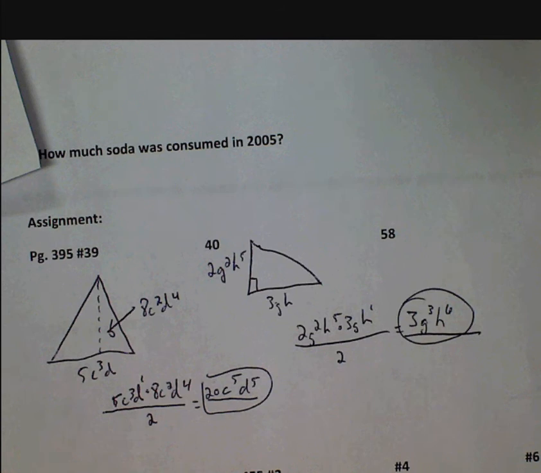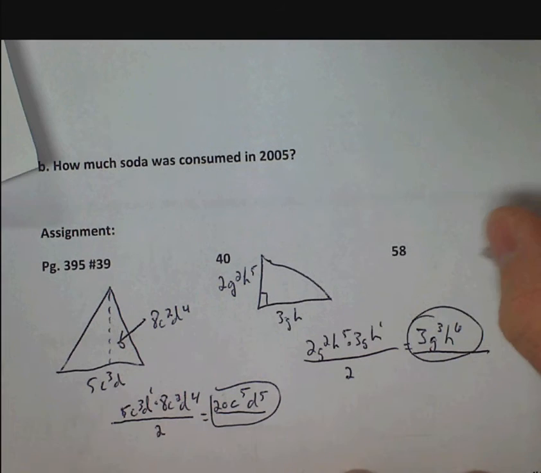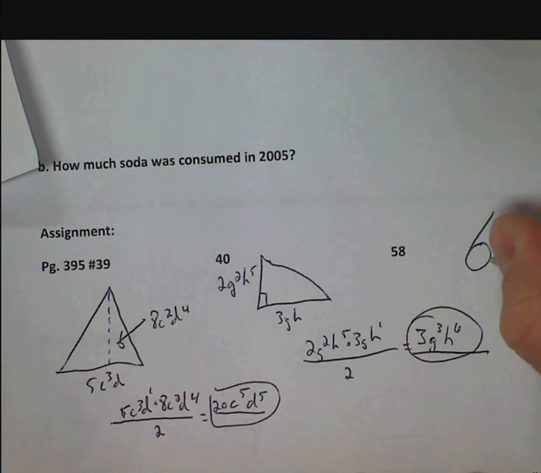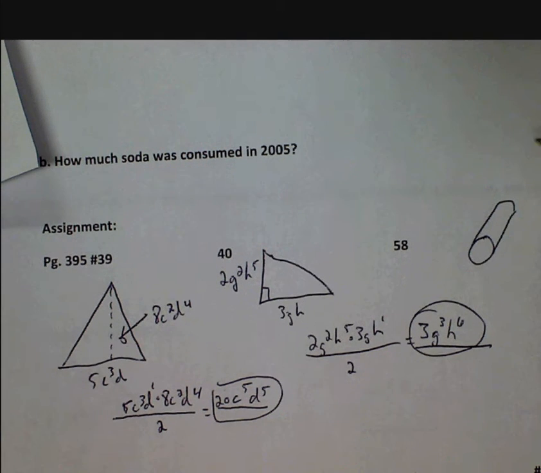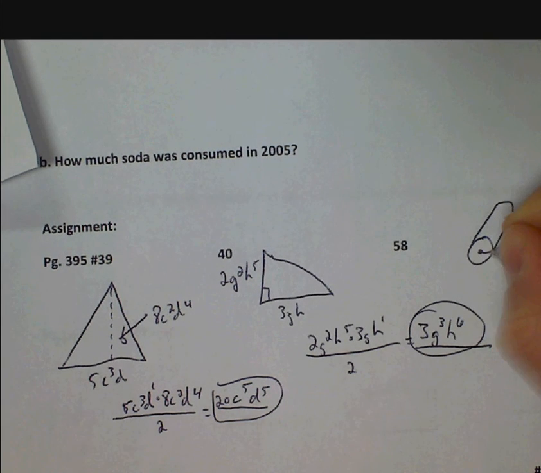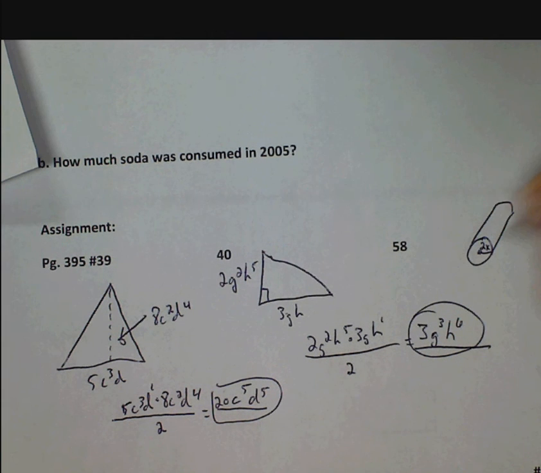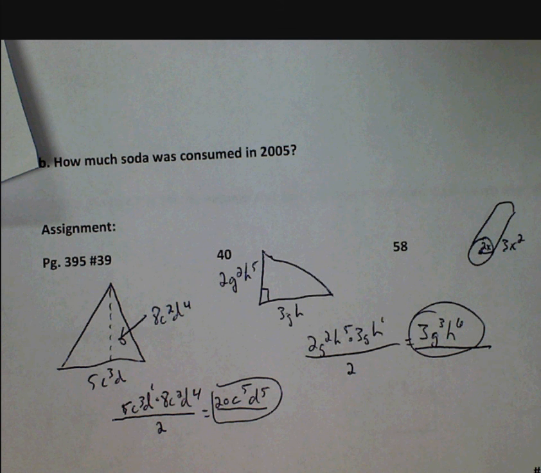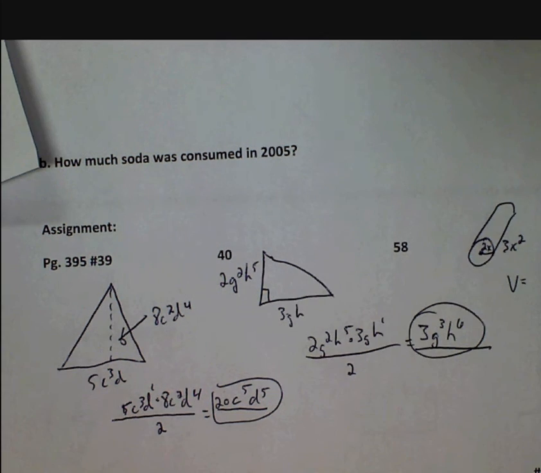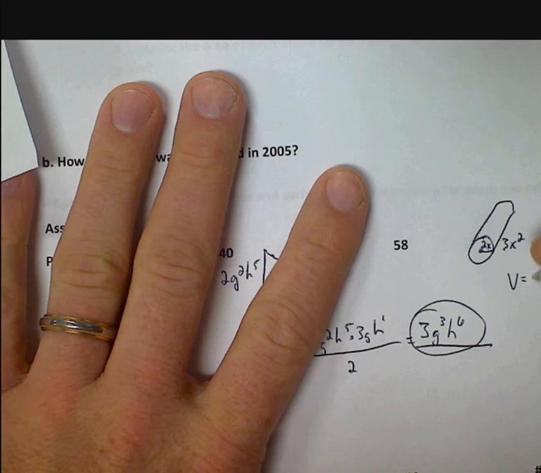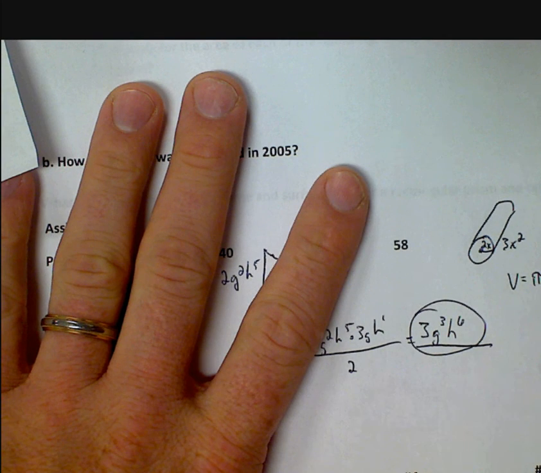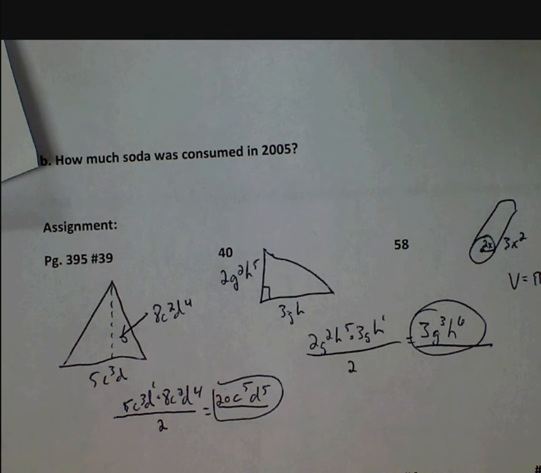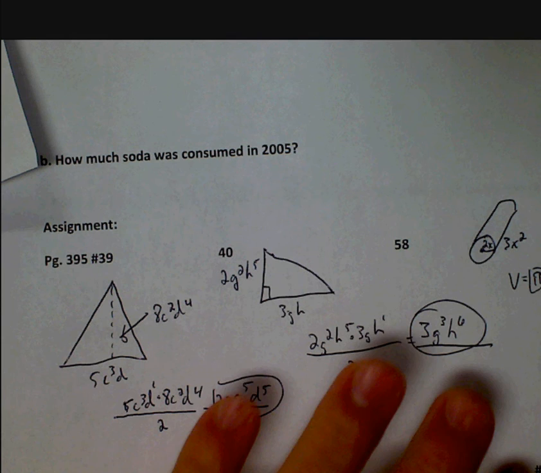Number 58. By accident, once again, this is in our notes. Try without using your notes. So they give us a cylinder, and on the cylinder we have to find the volume. The volume of a cylinder is pi r squared h, and we're okay with keeping pi to itself.